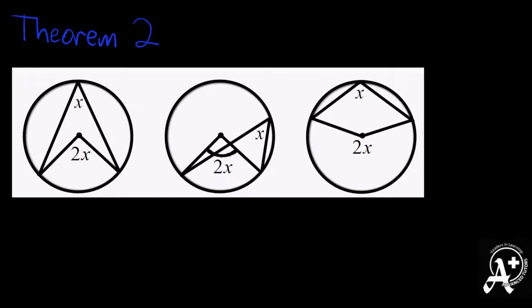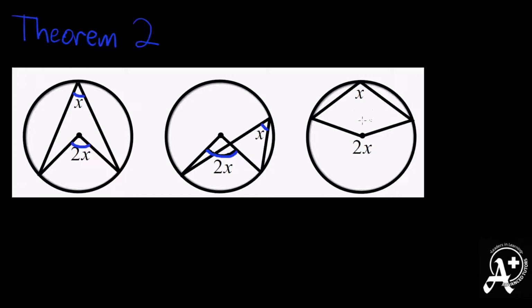Moving on to theorem number 2. Theorem number 2 states that the angle subtended by an arc at the center of a circle is double the size of the angle subtended by the same arc at the circumference. Looking at the first diagram we've got over here, we can see that basically this theorem states that the angle subtended at the midpoint of this arc is twice the size of the angle at the circumference. And looking at the second diagram, we've got the similar case over here where we can see the angle at the midpoint is twice the size of the angle at the circumference.